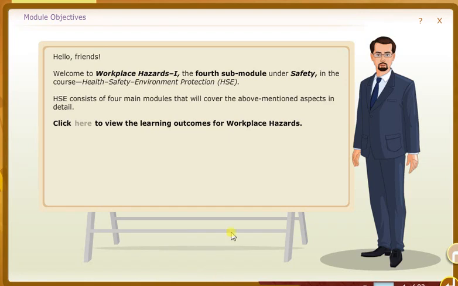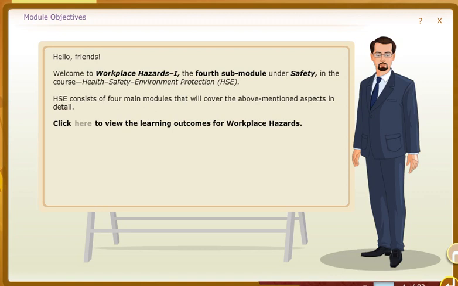Hello friends, welcome to Workplace Hazards 1, the fourth sub-module under safety in the course Health, Safety, Environment Protection or HSE. HSE consists of four main modules that will cover the above-mentioned aspects in detail.